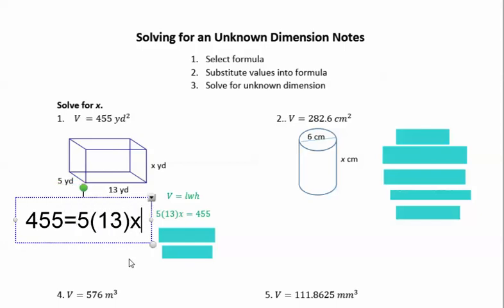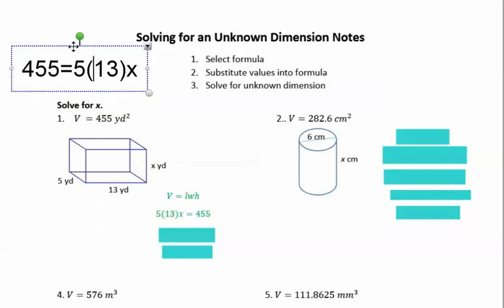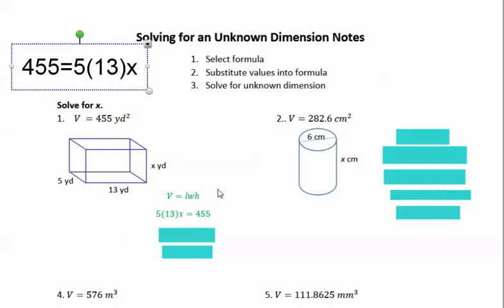All right? Both of these are the same thing. It's just I wrote my 455 on the other side of the equal sign because I like having my X on the left. Okay? I think you guys do too. You tend to like that better, but both of these are the same thing. So again, instead of V, I wrote what the volume is. For length and width, I plugged in the 5 and the 13, and then we're solving for the height, which is X.